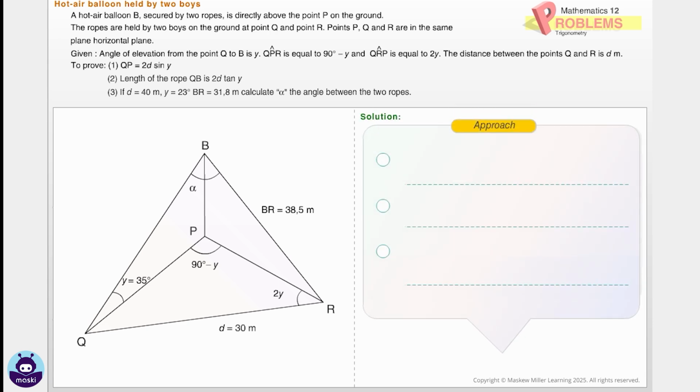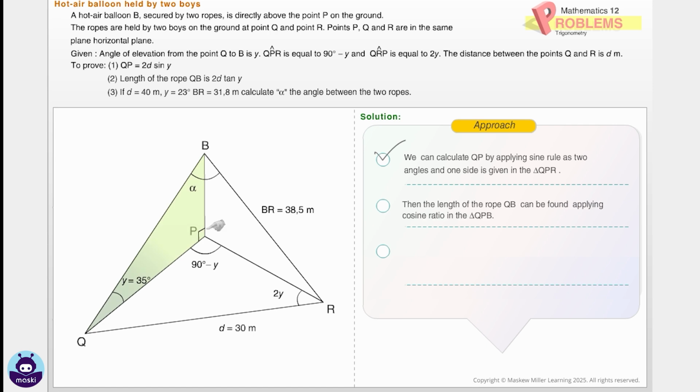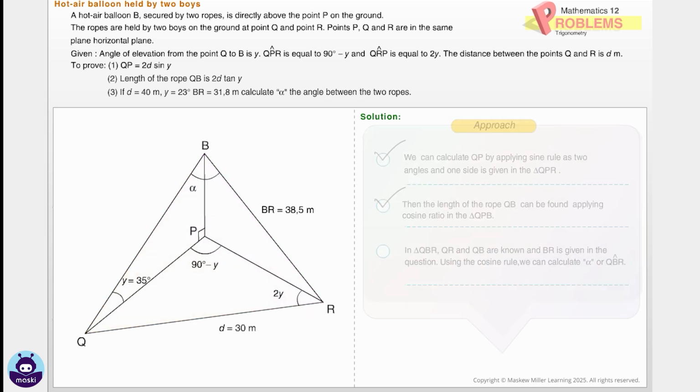Solution. Approach. We can calculate QP by applying the sine rule in the triangle QPR as two angles and one side are given. Then, the length of the rope QB can be found by applying the cosine ratio in the triangle QPB. In triangle QBR, QR and QB are known, and BR is given in the question. Using the cosine rule, we can calculate alpha, or angle QBR.